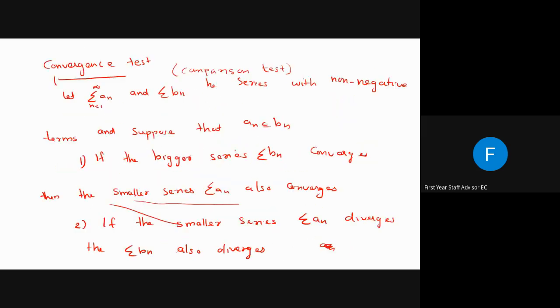Okay, that's the comparison. The first one is the comparison test. Note this down: comparison test. Let summation an and summation bn be series with non-negative terms. Suppose that an is less than or equal to bn.